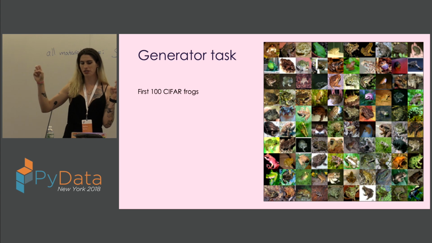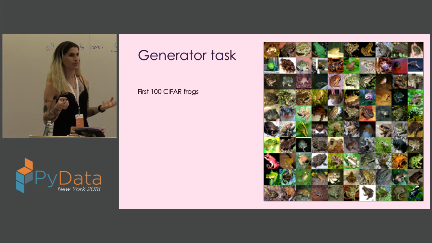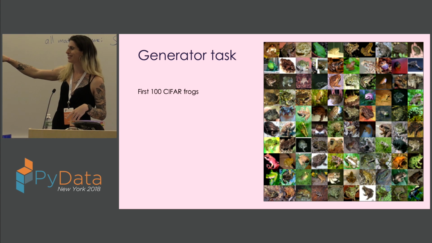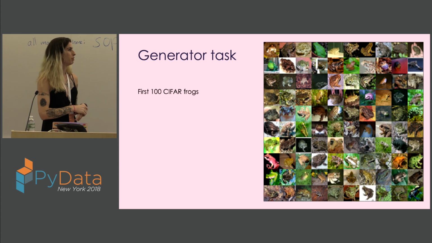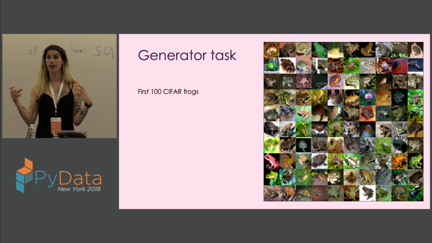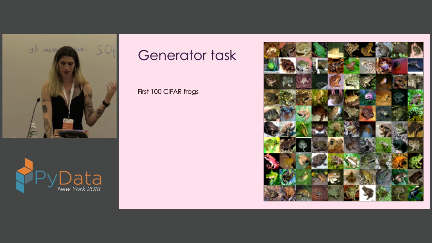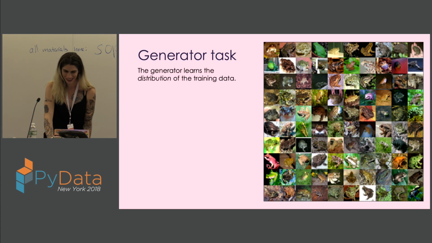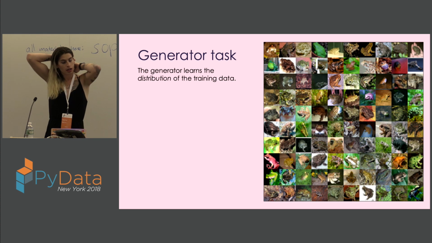I'm saying distribution, which is sort of a mathematical term here. But what we mean by that is the world. These are just taken by real people of real frogs in the real world. And so the generator is trying to understand how that world works and generate images like that, which is quite the task. So yeah, it's learning that distribution of the training data.